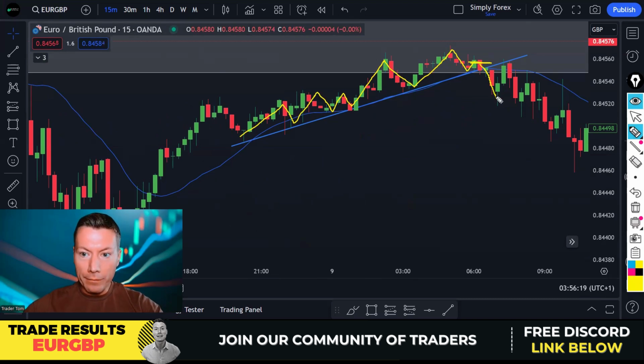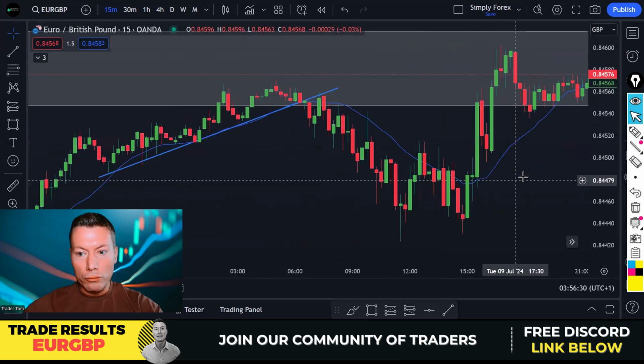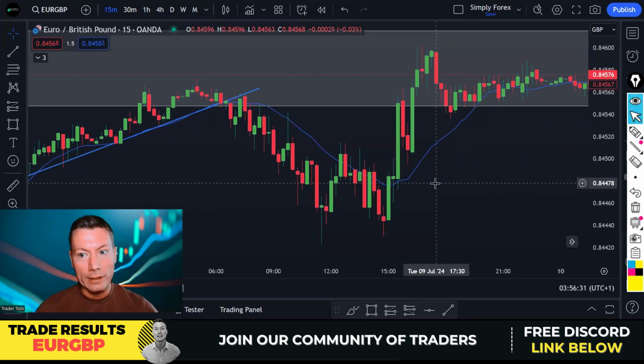And then when we broke out of here, look how it retested that level, used it as resistance, and then just came, you know, tumbling down ever since. All right, guys. So, yeah, that was Euro Pound, and that was my only trade idea from yesterday.